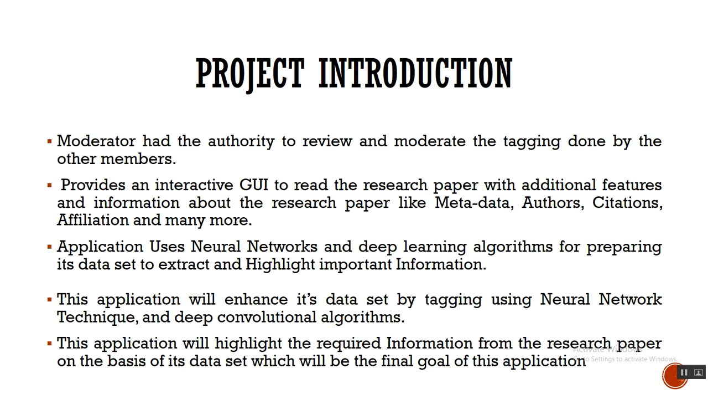CAT also provides an interactive GUI to read the research paper with additional features like metadata, authors, citation, author's affiliation, and the references of the research paper. In the second phase of this project, information extraction, our application will be using neural networks and deep learning algorithms to extract the important information from the research paper, and using JS and jQuery APIs and libraries will be highlighting that important information on the web portal.